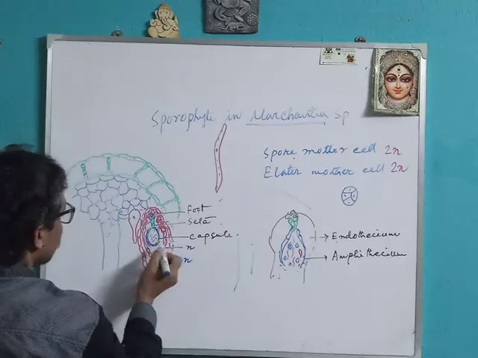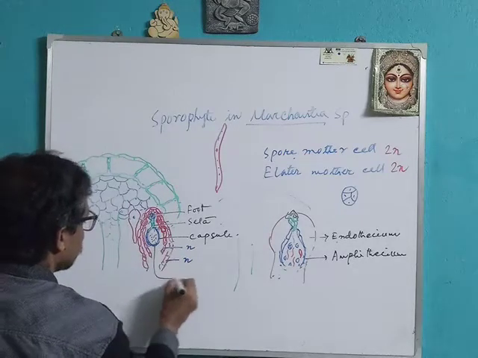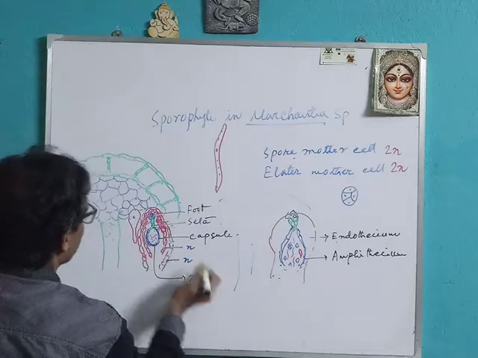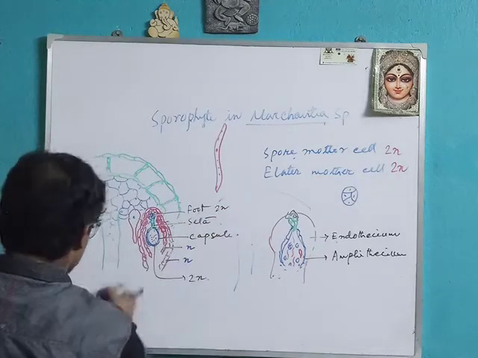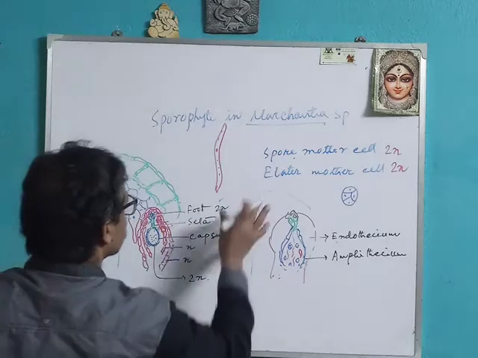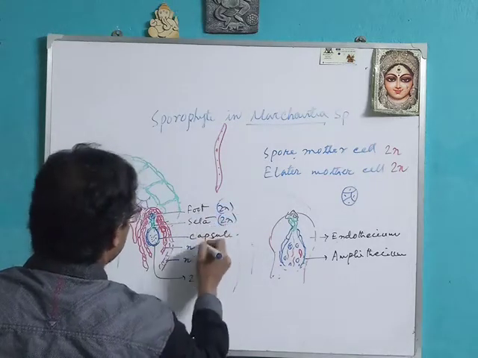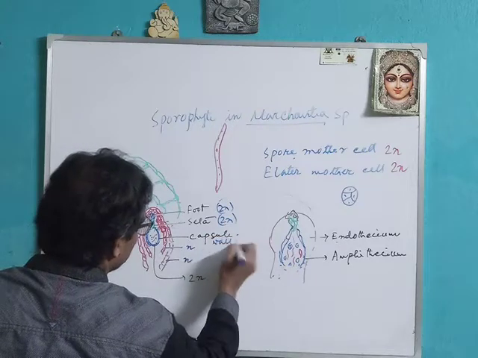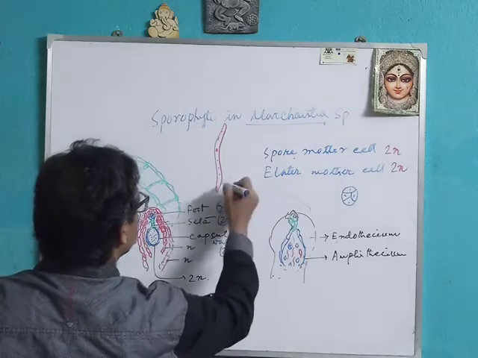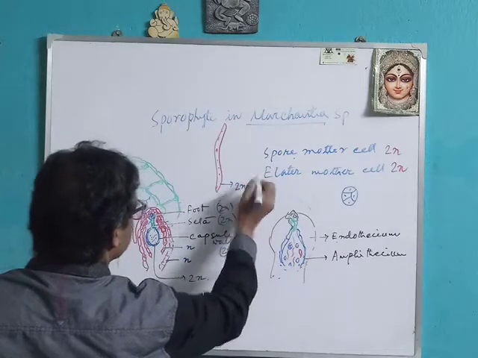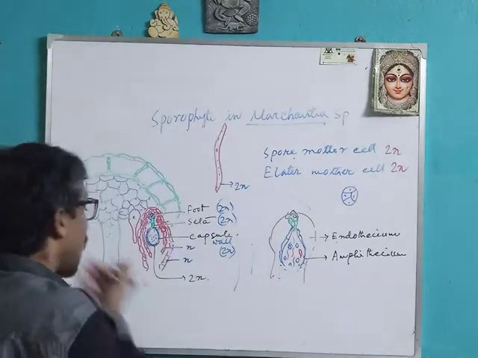The capsule wall is diploid in nature. The foot is diploid in nature. The seta is diploid in nature. The capsule wall is diploid in nature. The elater is diploid in nature. Only the spores inside the capsule are haploid.